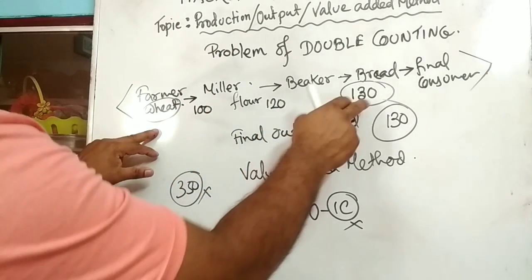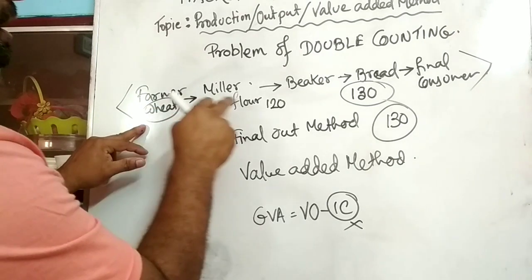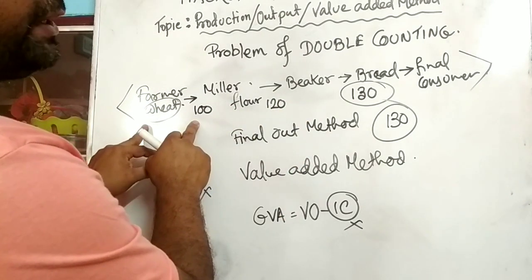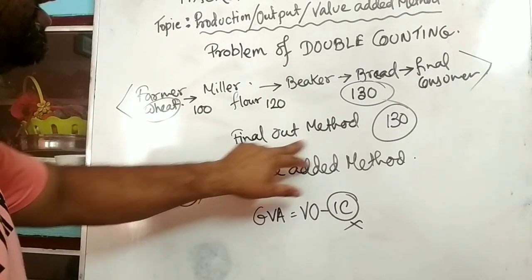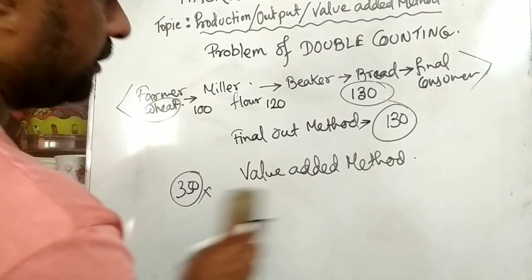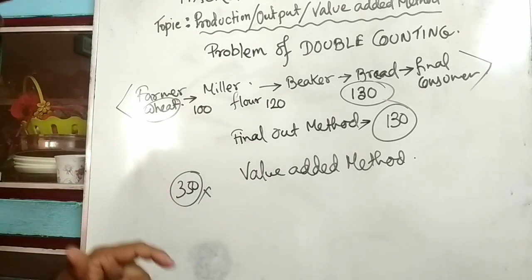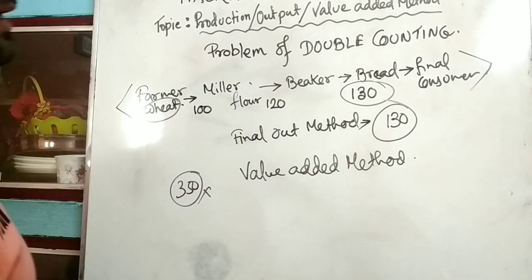So if we include the value of the final product, what happens? These intermediate products, wheat, flour, these all are excluded. Only the value of the final product is included. So this is one method, value of final product. Second method is value added method. Value added method means the extra value added in every stage of production, these will be added.